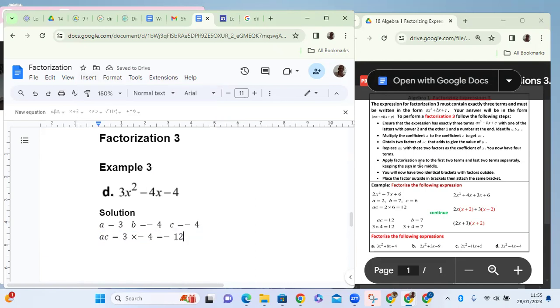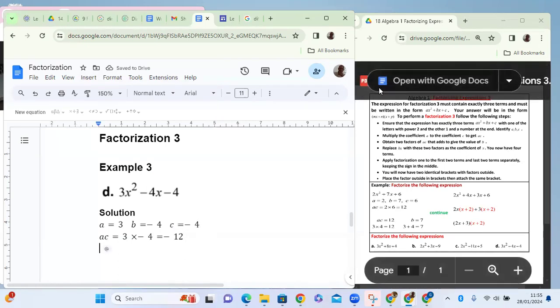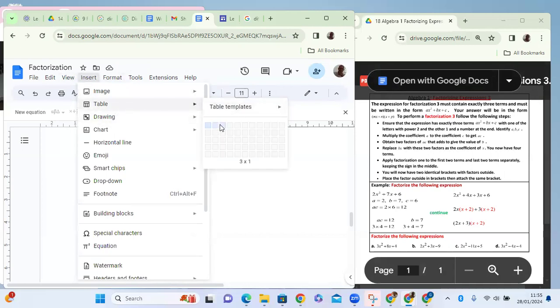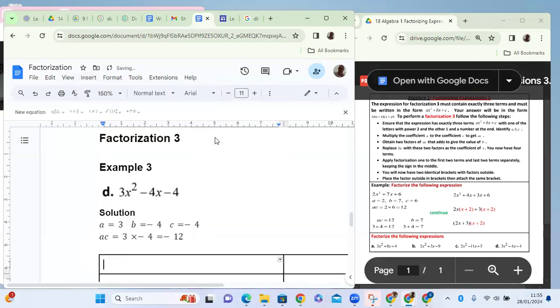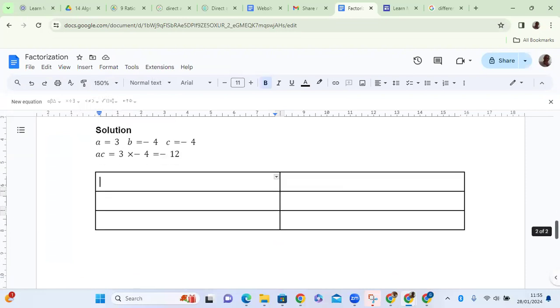Now there comes the tricky part. You say obtain 2 factors of ac that add to give the value of b. Now there are different ways of doing that. Normally I'll use a table setup. Let's go to insert, insert a table, and we have different columns. Let's expand this out. On one column, we have ac.